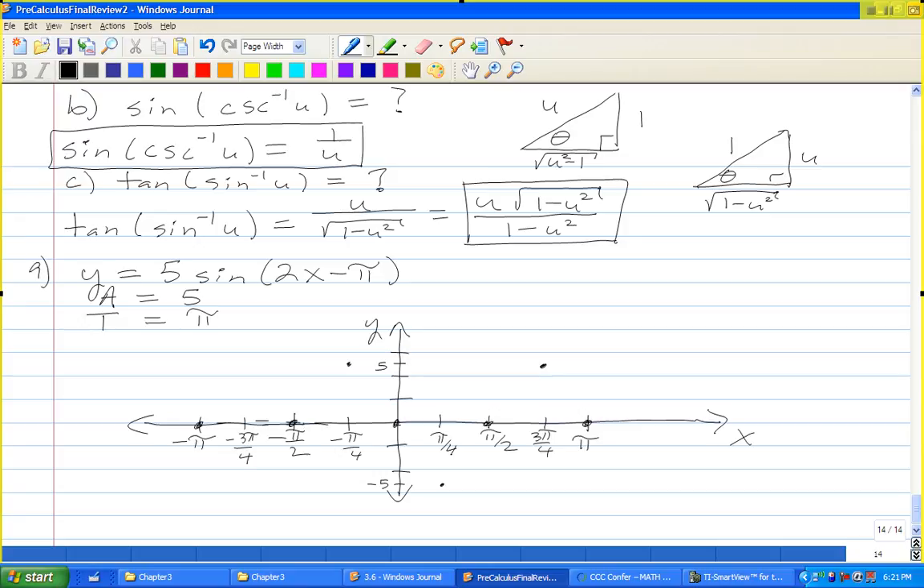5. At negative 3 pi over 4, that's a negative 5 pi over 4. Negative 5 pi over 2, sorry. Negative 5 pi over 2, which is a negative 5. And so let's see if I can do this.